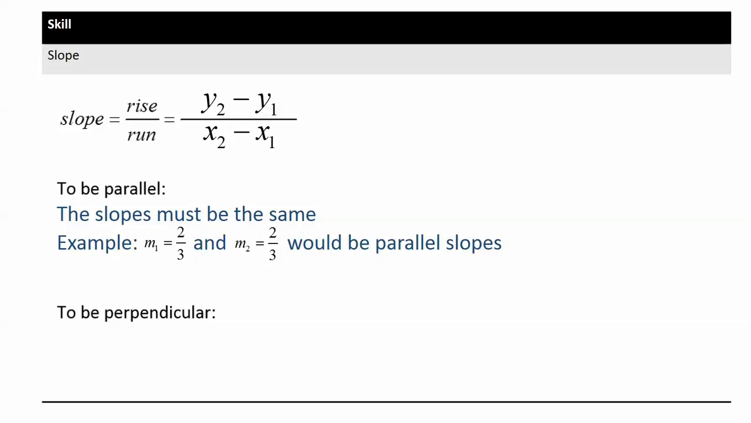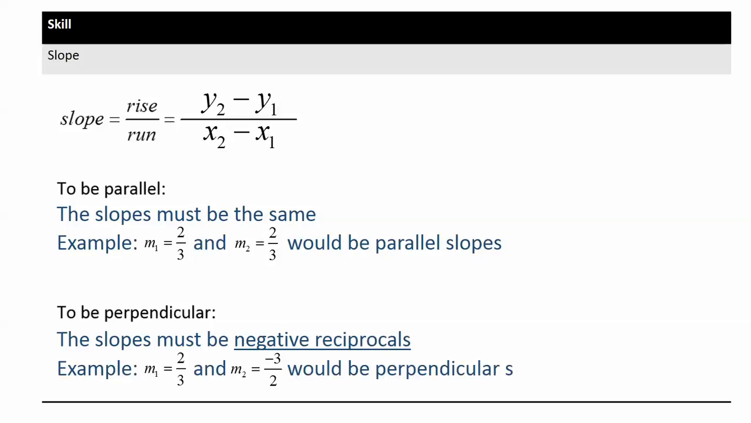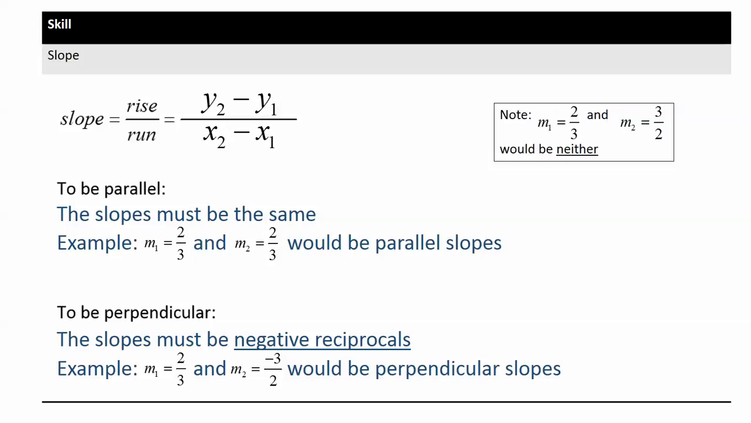We can use slope to determine if two lines are perpendicular as well. To be perpendicular, the slopes must be negative reciprocals. So for example, if the first slope equals 2/3 and the second slope equals -3/2, then both lines would be perpendicular. All right, but note, if one slope was 2/3 and the other slope was just 3/2, the lines would be neither. They have to be negative reciprocals.